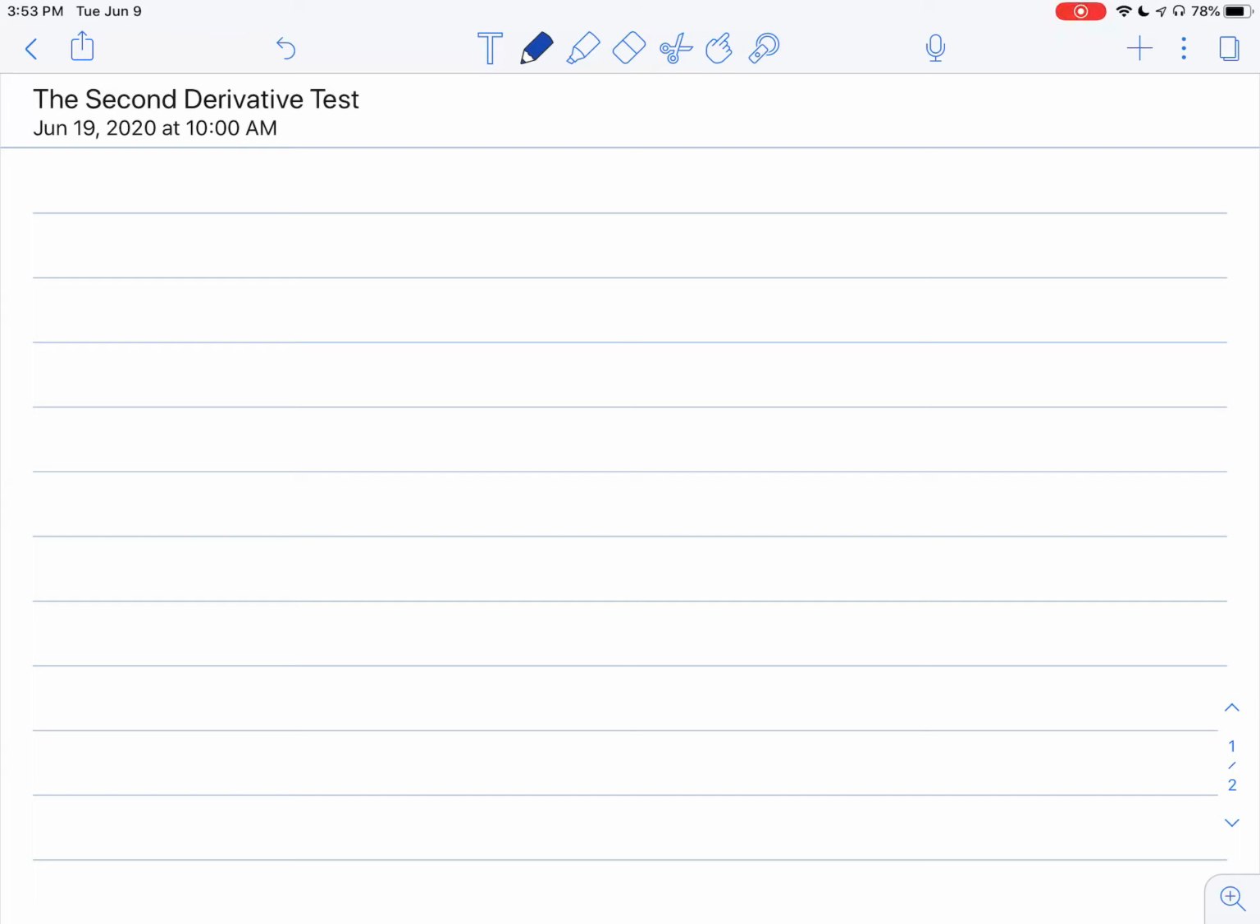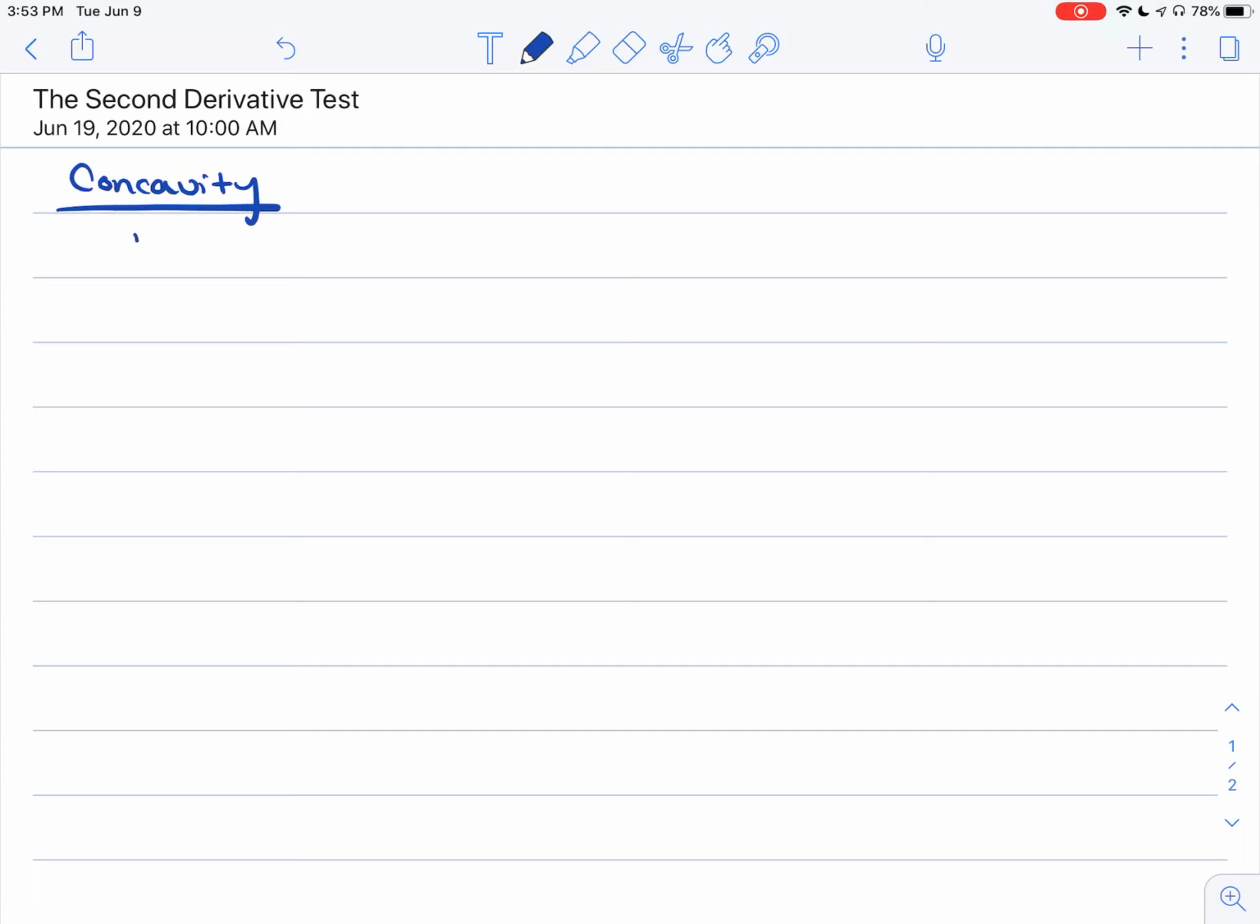Today we're going to be looking at the second derivative test. So in the last couple videos, we looked at the first derivative test and saw that it helps us figure out where our function is increasing and decreasing, and also where we have maximum and minimum values. The second derivative test is going to tell us about something called concavity.